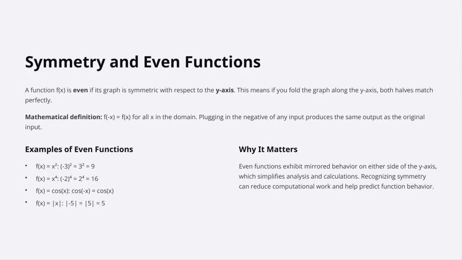Now, to see this in action, consider some examples of even functions. For example, f(x) equals x squared. If you take x as -3, then (-3) squared is 9, just like 3 squared. Similarly, for f(x) equals x to the fourth power, plugging in -2 yields 16, the same as plugging in 2. Cosine function is another classic example. Cos of negative x equals cos of x, and the absolute value function, |x|, is even because |-5| equals 5, just like |5|. Why does this matter?